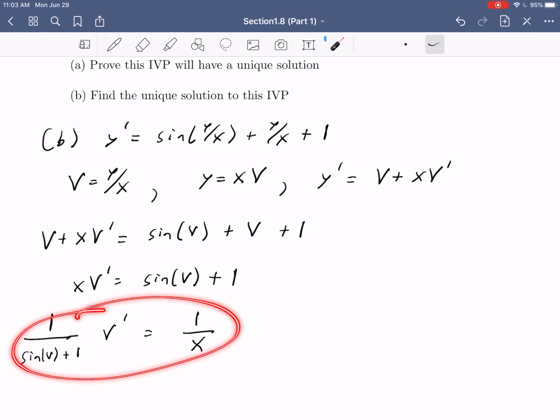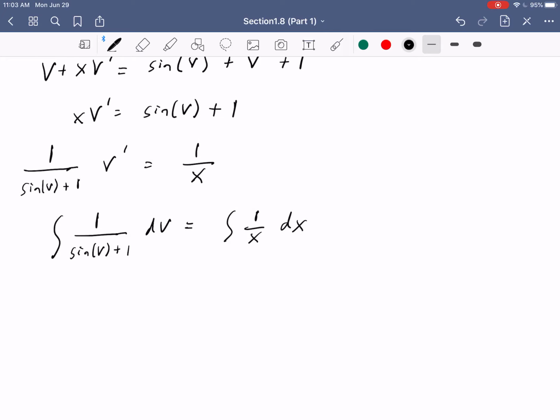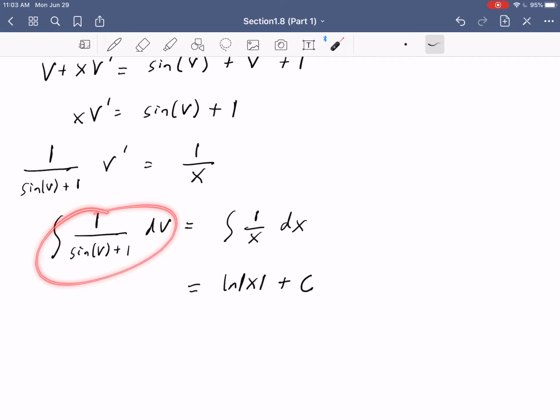So we can just proceed as normal. Let's go ahead and integrate both sides. Integral of 1 over sine v plus 1 dv, integral of 1 over x dx. Okay, this side, nice and easy: ln absolute value x plus c. This side is a little bit messier, so let's go ahead. We'll just sort of grab this thing here.